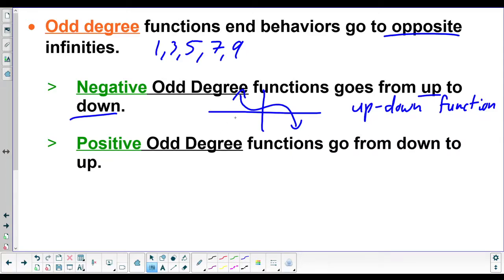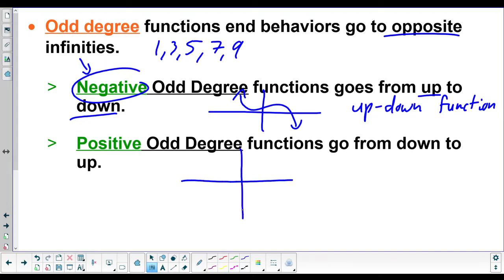But yeah, so negative leading coefficient, odd degree, the left side goes up, the right side goes down. The leading coefficient just tells you what the right side does. Because it's negative, the right side goes to negative infinity, and then because it's opposite, the other side does the opposite thing. Okay. If we have a positive odd degree function, it goes from down to up.